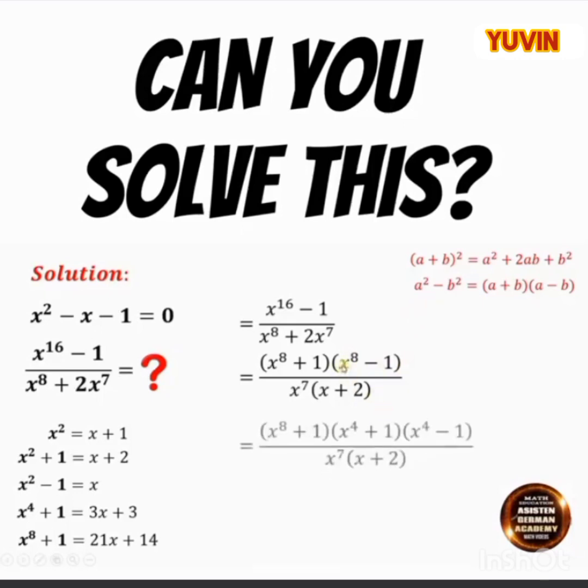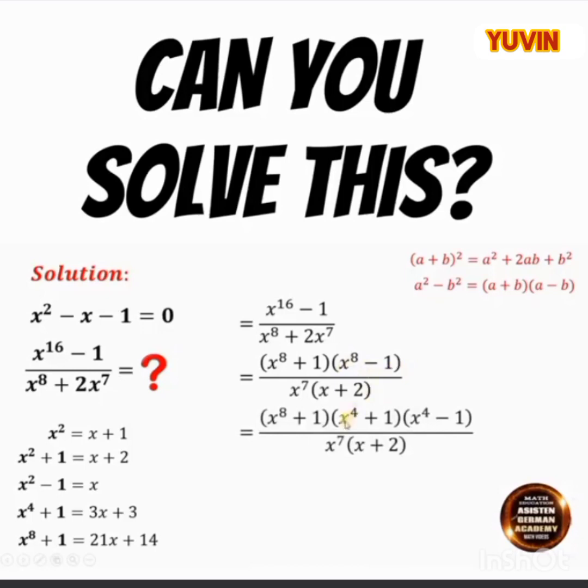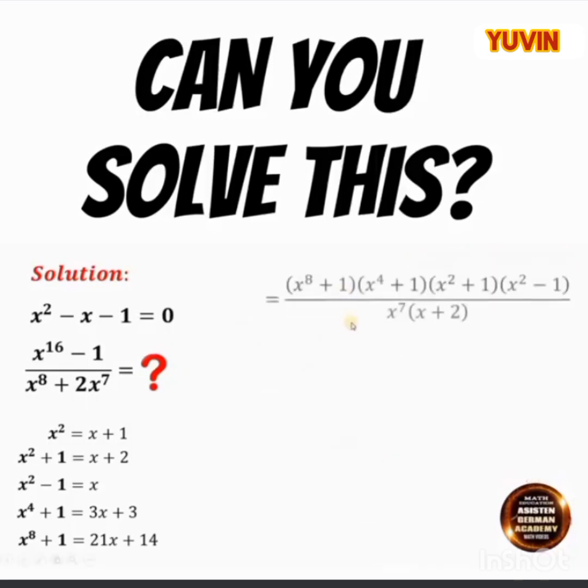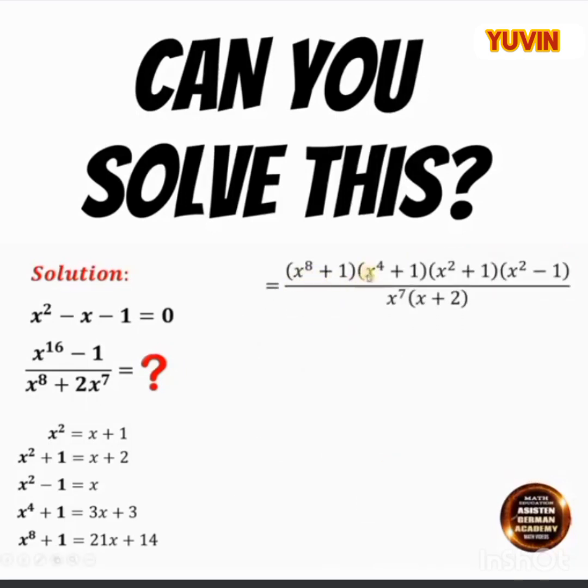Therefore, we can factor out x raised to 8 minus 1 into x raised to the fourth power plus 1 multiplied by x raised to the fourth minus 1. And again, x to the fourth minus 1 is a difference of two squares. Therefore, we can factor out x to the fourth power minus 1 into x squared plus 1 multiplied by x squared minus 1. Now let's focus on this result. So we have x raised to 8 plus 1 multiplied by x raised to the fourth power plus 1 multiplied by x squared plus 1 multiplied by x squared minus 1.